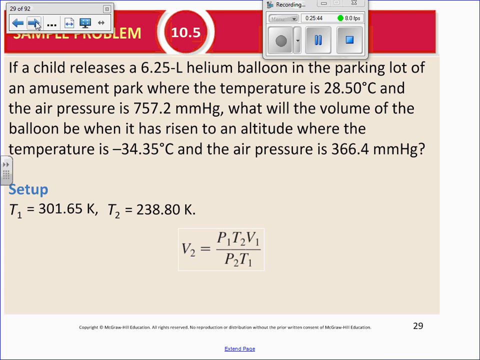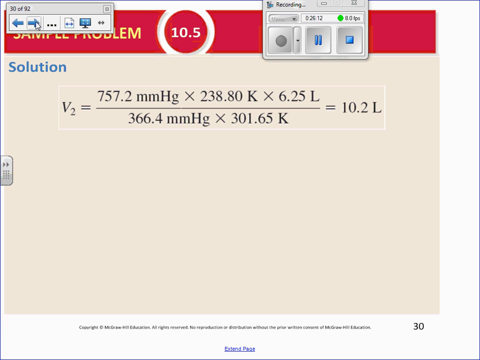Okay, no. So you can set up, look at the two temperatures, we convert them to Kelvin, T1 and T2. So V2 is equal to P1 T2 V1 over P2 times T1. Everybody has that? Or take my word for it. Plug in the numbers. V2 is 10.2 liters. So the balloon did what? Expanded, didn't it?